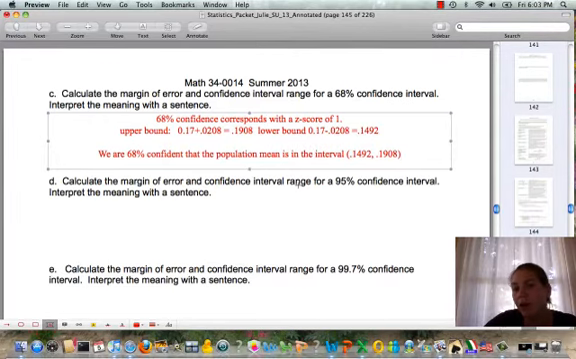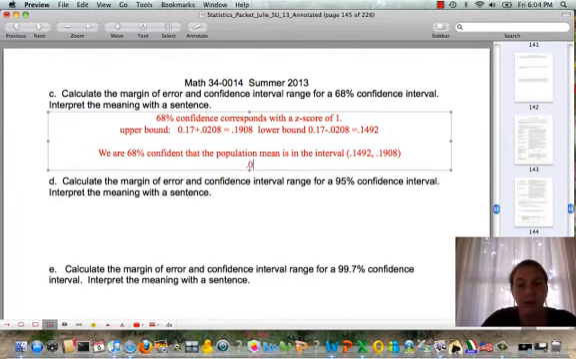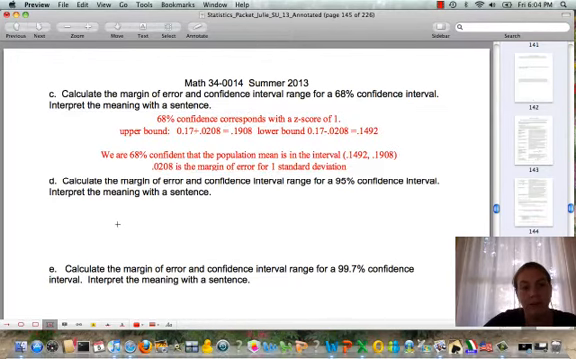So now let's go look at a confidence interval for the 95% confidence interval. Oh, and another note is that these values that we calculated using 1 times the standard deviation, that is the margin of error. So we could add a note, 0.0208 is the margin of error for 1 standard deviation. Okay, let's go ahead and look at the 95% confidence interval.